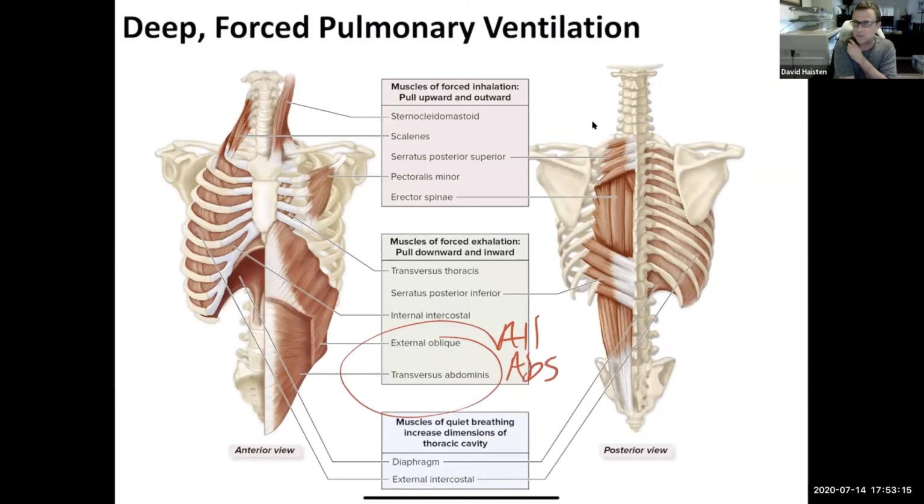All your abdominal muscles. Erector spinae, let's ignore them. It's confusing. We can add serratus anterior to the list of muscles of forced inhalation.